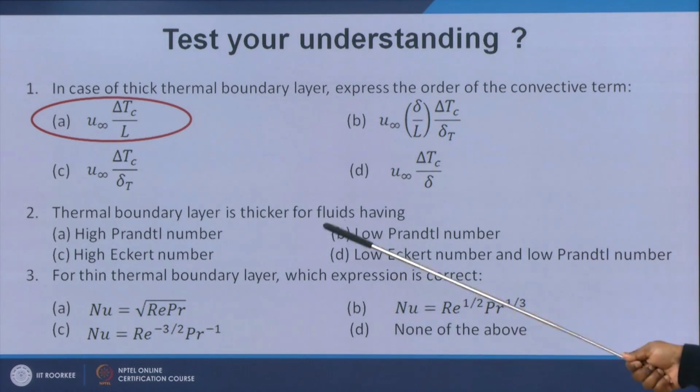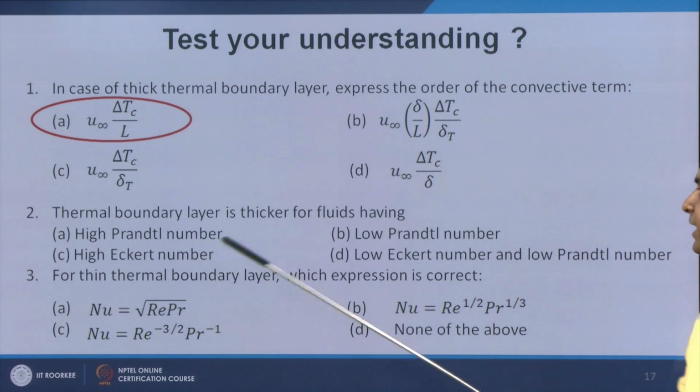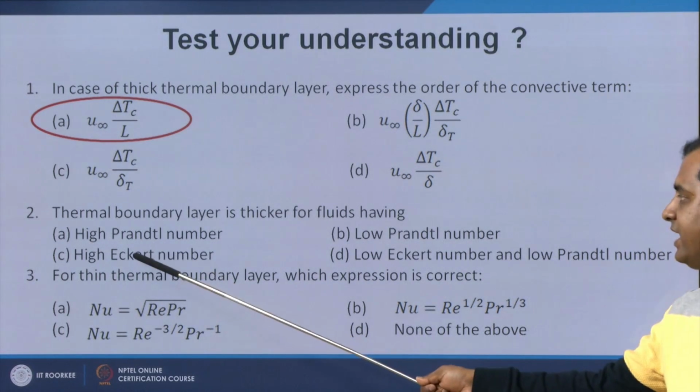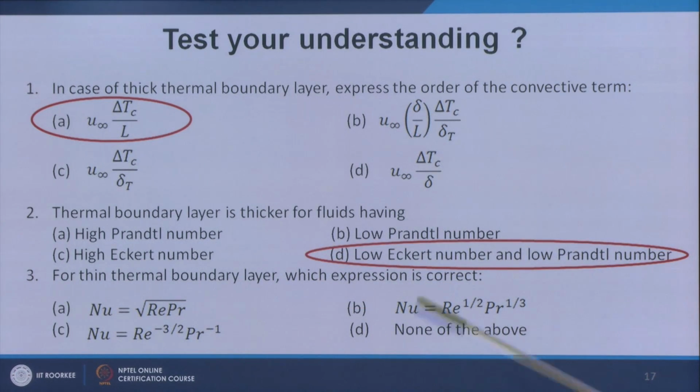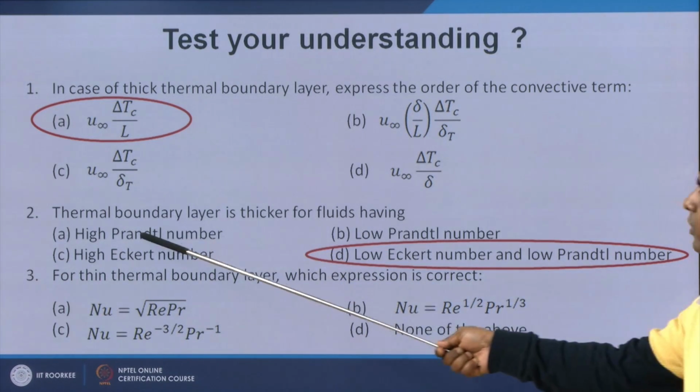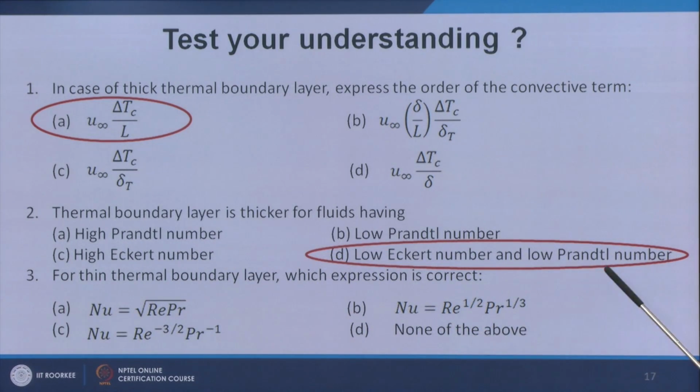Second question: the thermal boundary layer is thicker for fluids having which of four options: high Prandtl number, low Prandtl number, high Eckert number, or low Eckert number and low Prandtl number fluid. We have already seen that the first assumption we need is low Eckert number, and the second assumption, for a thicker thermal boundary layer, is low Prandtl number. Both conditions need to be satisfied, so this is the answer.